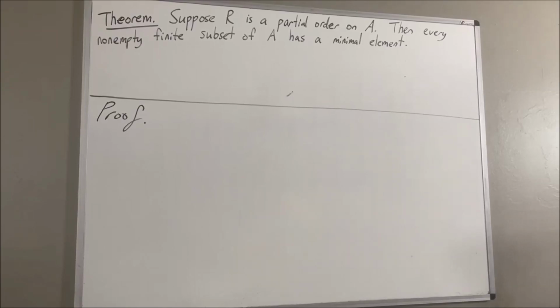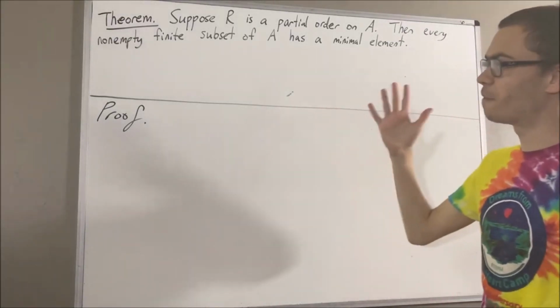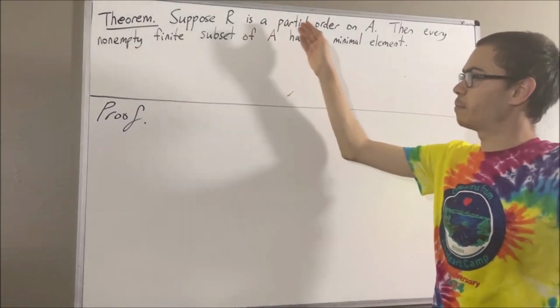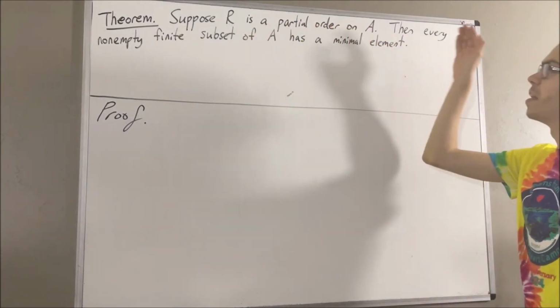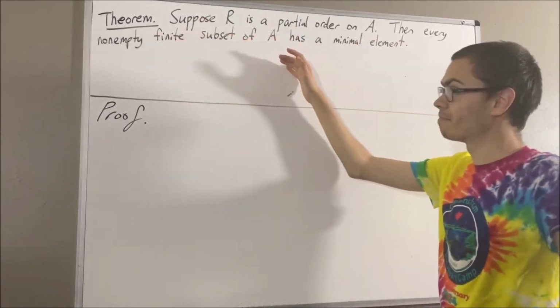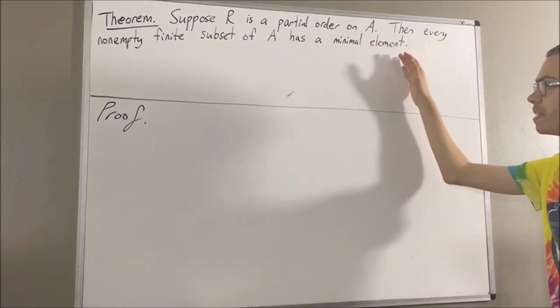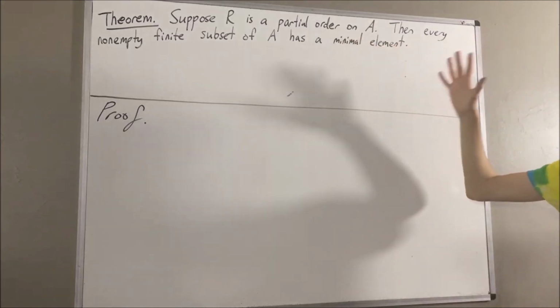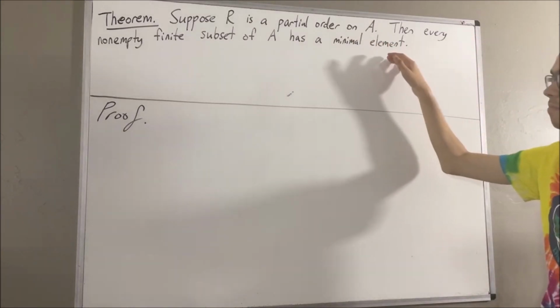Hello! In this video, we are going to prove the following theorem. Suppose R is a partial order on A. Then, every non-empty finite subset of A has a minimal element. Now, let's remind ourselves what a minimal element is.